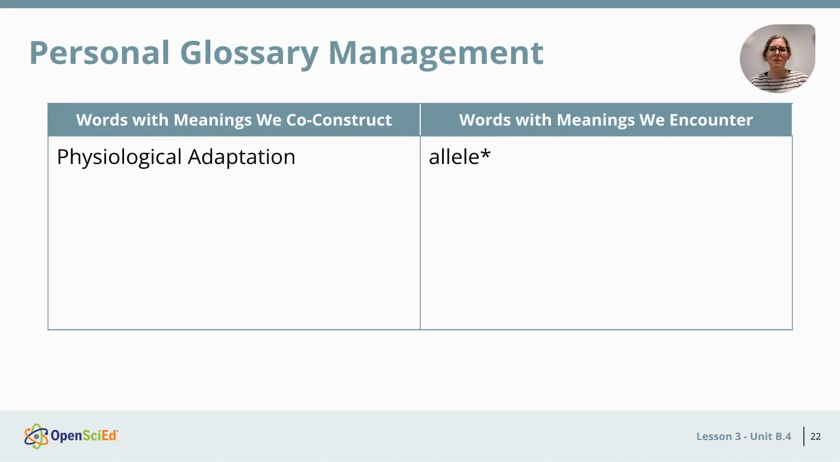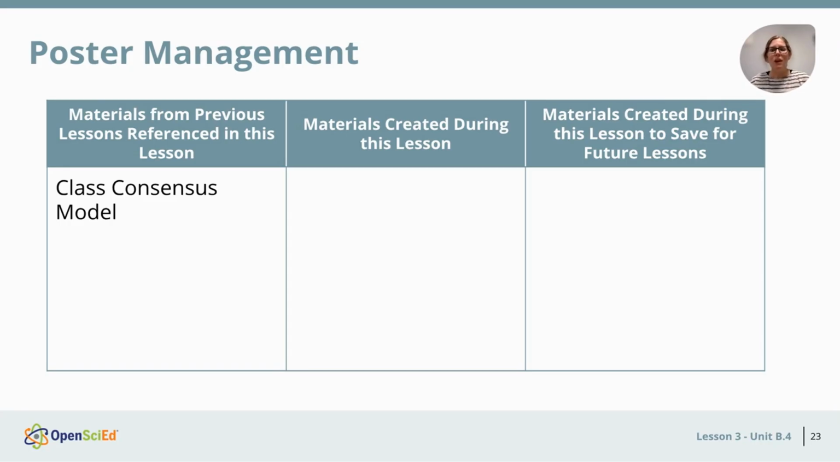All right, personal glossary management. We're going to co-construct physiological adaptations, and then we're going to encounter the word allele. And then we will make sure that we have that class consensus model ready. So if we need to update it, it's there.